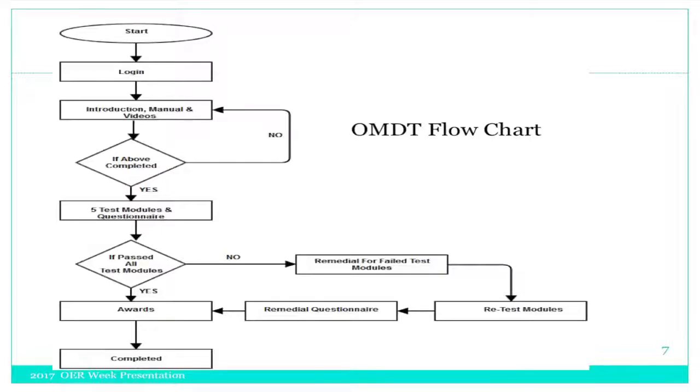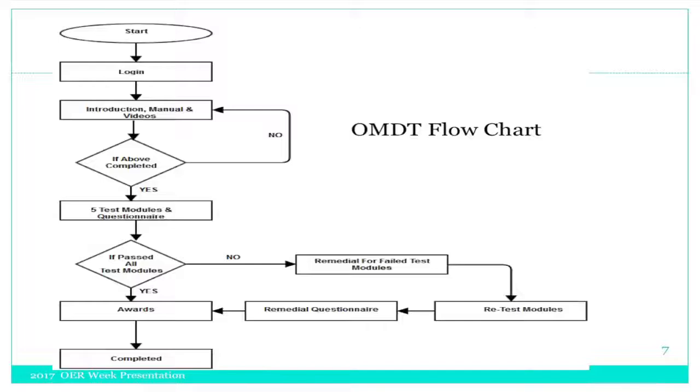Okay, so this is the OMDT flowchart. As you can see, once anyone logs into the OMDT website successfully using a student's authentication, social authentication, or their USP credentials, they are required to go through the introduction, the user manual, and also the instructional videos. If they do not go through this, then the test won't open up to them. This is very important so that students know the processes and what to expect while going through the OMDT. Once they have completed that, then the test will open up.